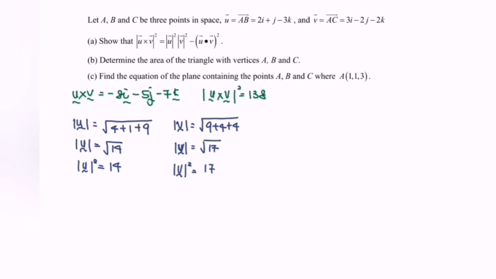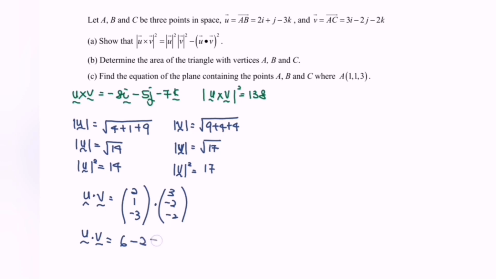Next is to find u dot with the v, where we have 2, 1 and negative 3 for the u, dot with the v where we have 3, negative 2, negative 2. So u dot with the v is equal to 6 minus 2 plus 6. U dot v is equal to 10. Then, referring to the question, u dot with the v squared, we will have 100.